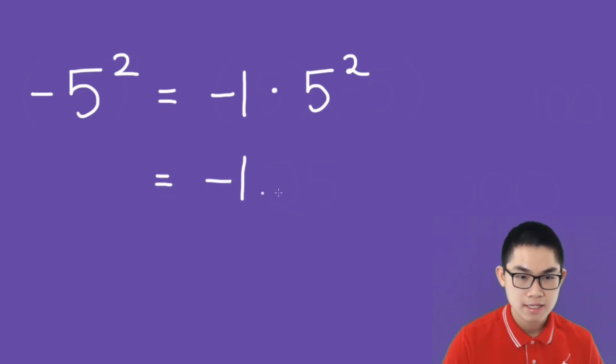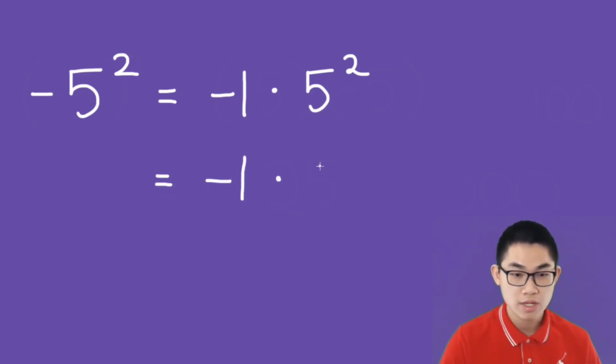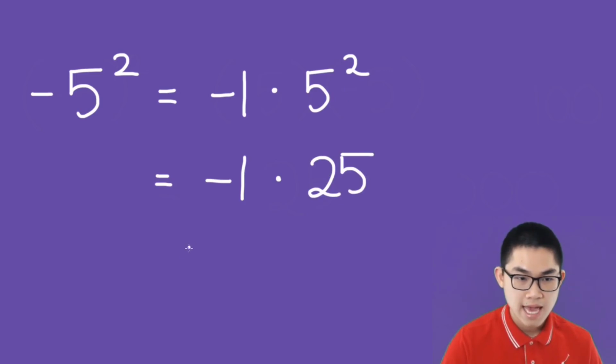What happens if we bring the negative sign outside? So the negative sign here is not inside the brackets. Well, in this case, this is equal to negative 1 times 5 to the power of 2. That's the same as negative 1 times 5 to the power of 2, which gives you 25. And negative 1 times 25 gives you negative 25.